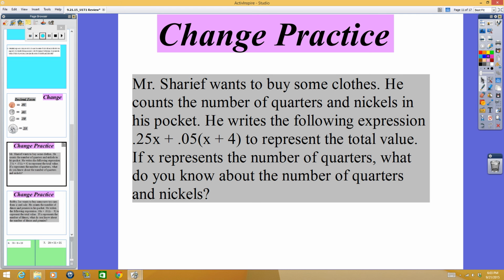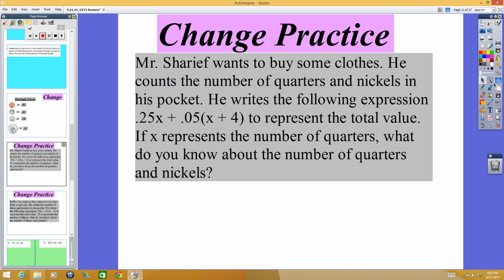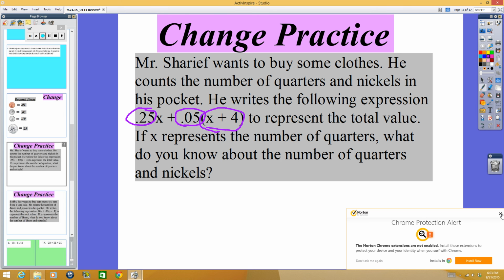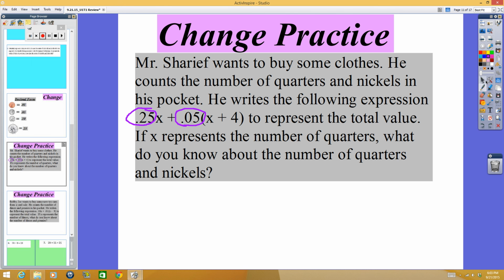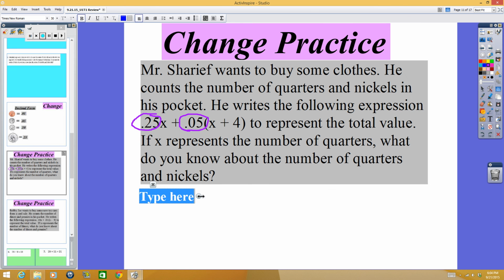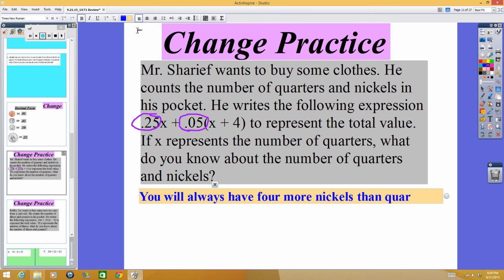You will have to write sentences explaining what you know. So in this problem, I've got quarters and I've got nickels, right? The only information that they really give us, they don't tell us how many quarters we've got. But I do know that they put this plus 4 here. That's really important. So my sentence could go something like, let me change this color up. You will always have 4 more nickels than quarters.